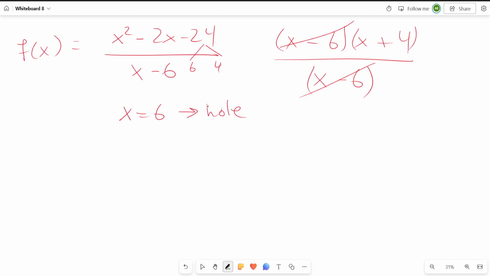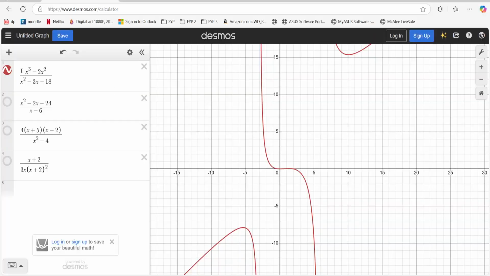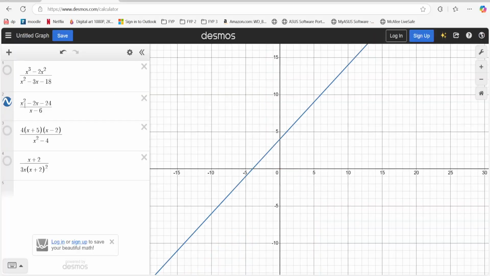And let's confirm that. So let's graph this function, x squared minus 2x minus 24 over x minus 6. And let's try to see what happens when x is 6. And indeed, as you can see, when x is 6, my function is undefined and there is a hole. It's no longer a vertical asymptote because of the shared factor.